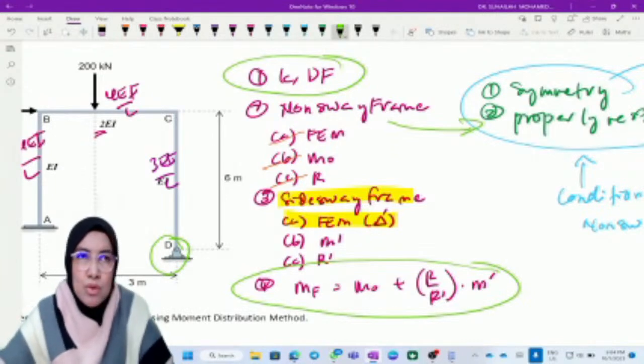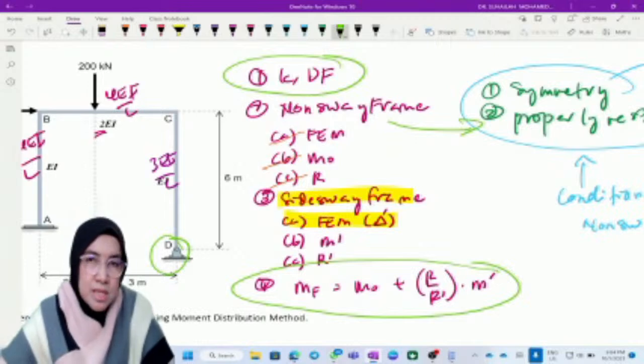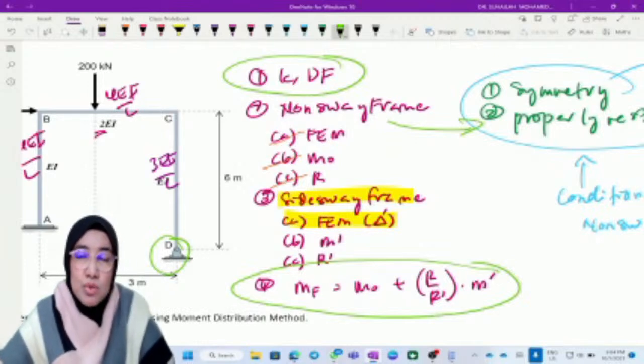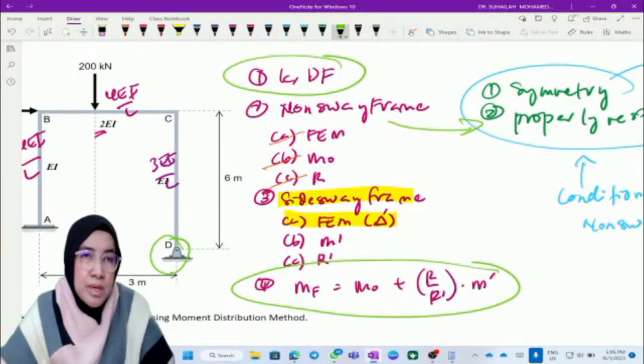We need to understand step number 2 and step number 3. Under step number 2 we analyze the non-sway frame. It is a fully restrained frame. We remove the delta, so we calculate FEM, and we calculate the end moment M naught. An additional step is the R value, which is the restraining force. We calculate it based on static equilibrium analysis, based on the shear equation and analysis of the column.